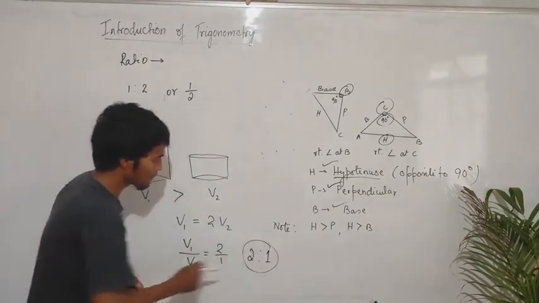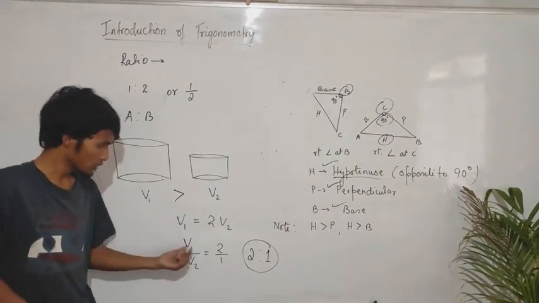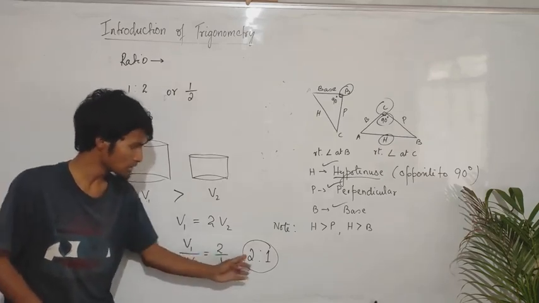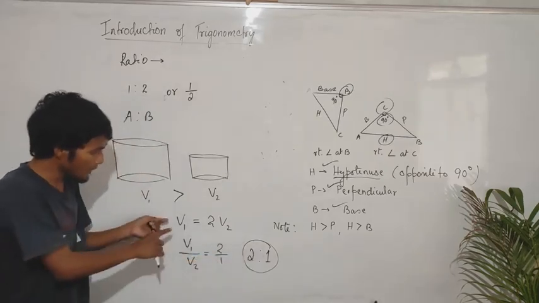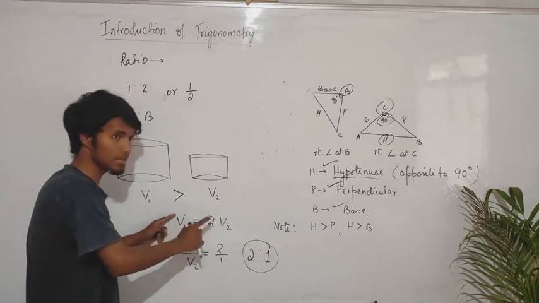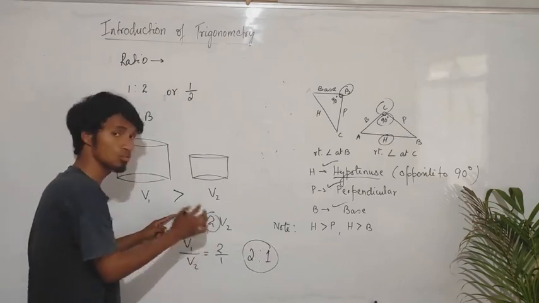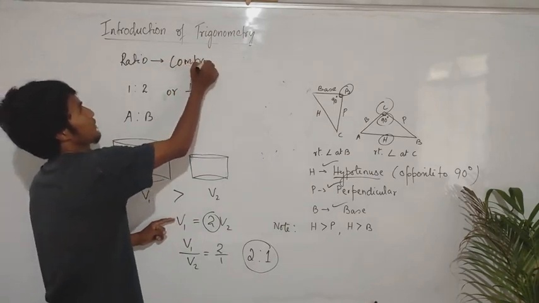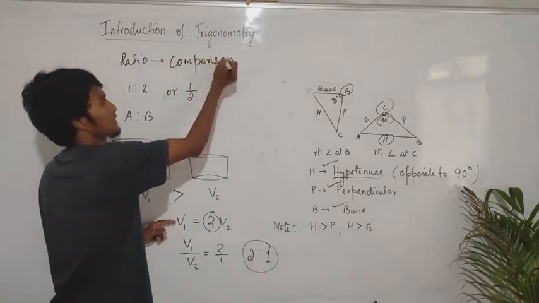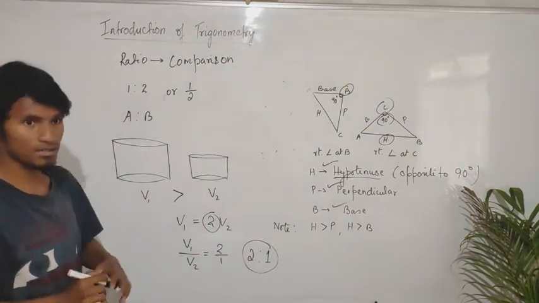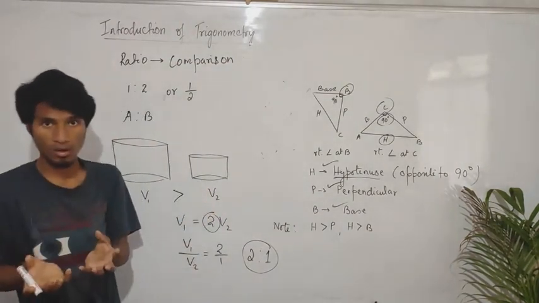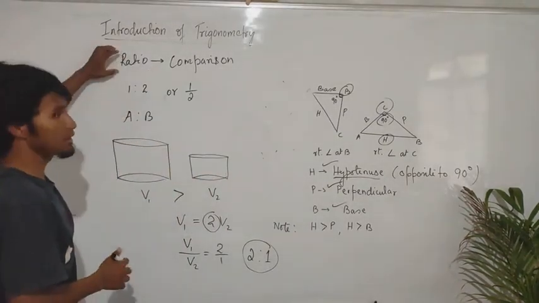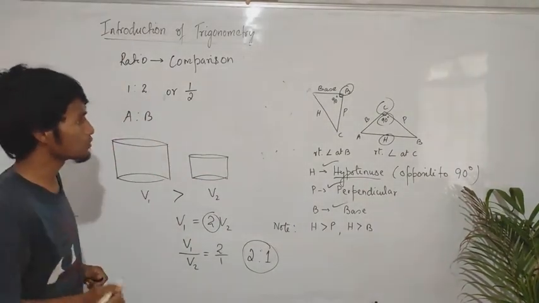What is the meaning of this now? V1 by V2 is equal to 2 is to 1, meaning the ratio is 2 is to 1. Here we compare how much V1 is greater than V2, by 2 times. So ratio means comparison, comparison between who's big and who's small, who's fat and who's thin. That is called comparison, and in mathematics we write comparison as a ratio.